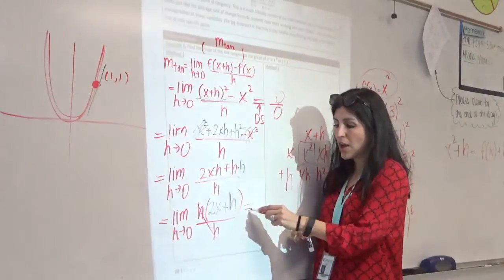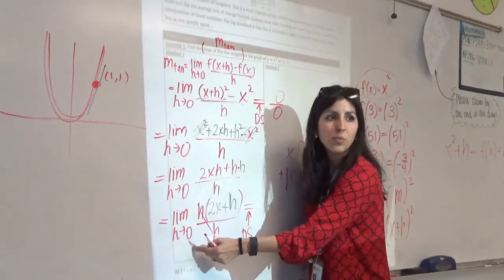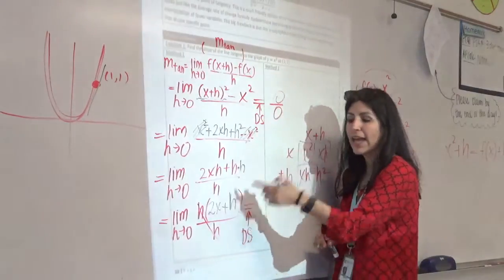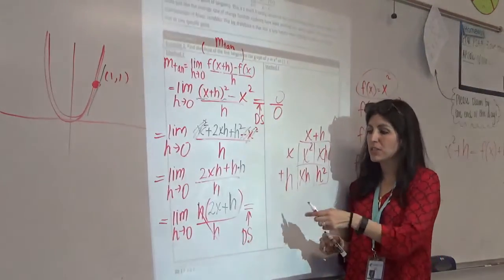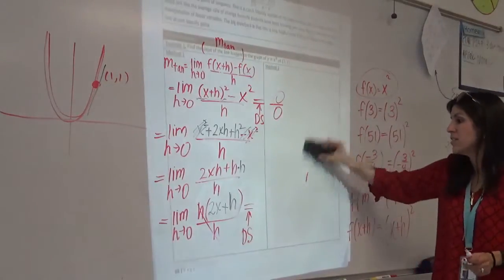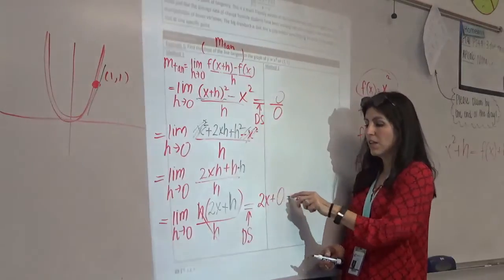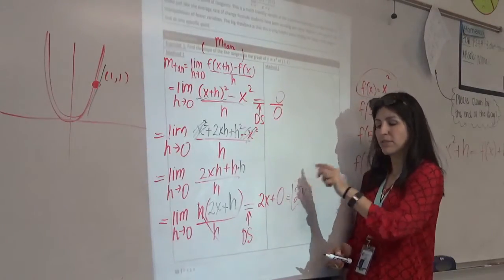Once that problem's gone, we do direct substitution for whatever this value is approaching on the outside. h is approaching 0, so this becomes 2x plus 0, where the h was, for an answer of 2x.